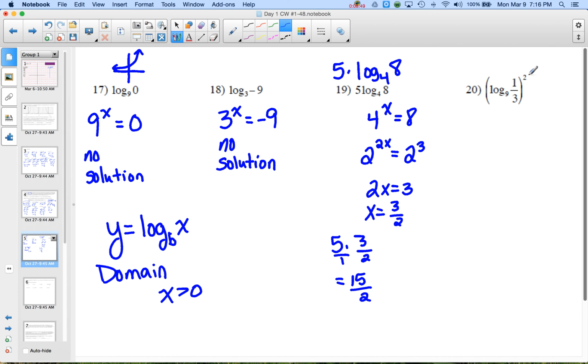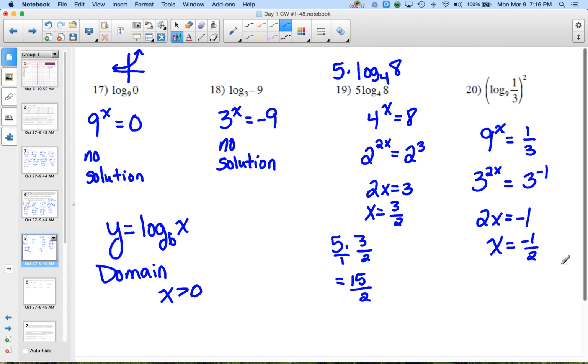I'm going to do the same thing here. First, I'm going to evaluate inside the parentheses. I have 9 raised to what power equals 1/3. My common base is 3, so this is 3 squared, so 3 to the 2x equals the reciprocal, so I'm going to have 3 to the negative 1. So I get 2x equals negative 1, and x equals negative 1/2. But it was squared, so my answer is negative 1/2 quantity squared, which is a positive 1/4.